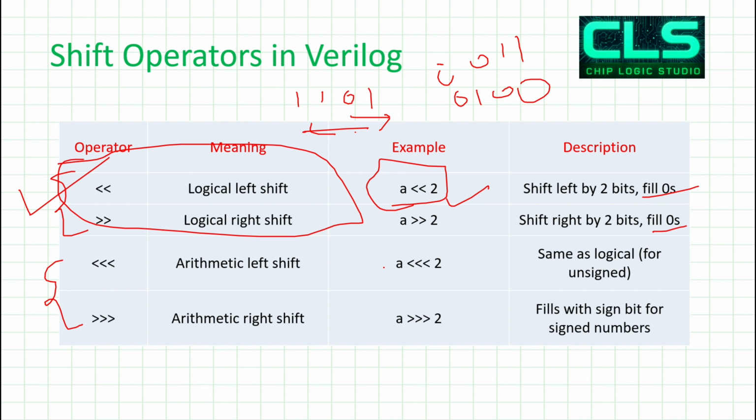Similar for our arithmetic left shift or arithmetic right shift, but it will first check what the sign bit is. For example, if it is a signed number, this bit indicates whether it is negative or positive. So for example if we are checking a negative number, it will shift this number, but it will not shift the sign. It will check the sign.